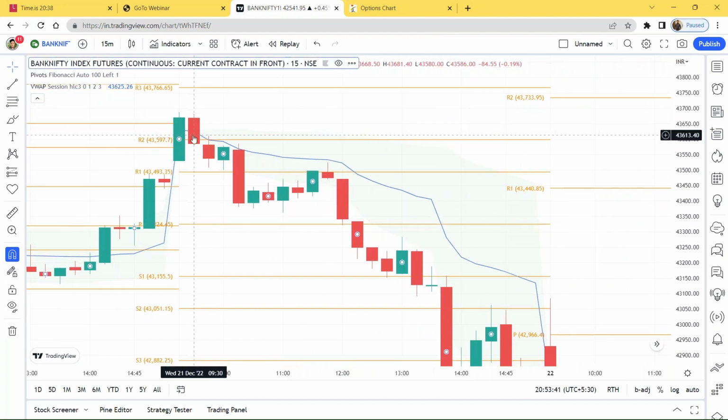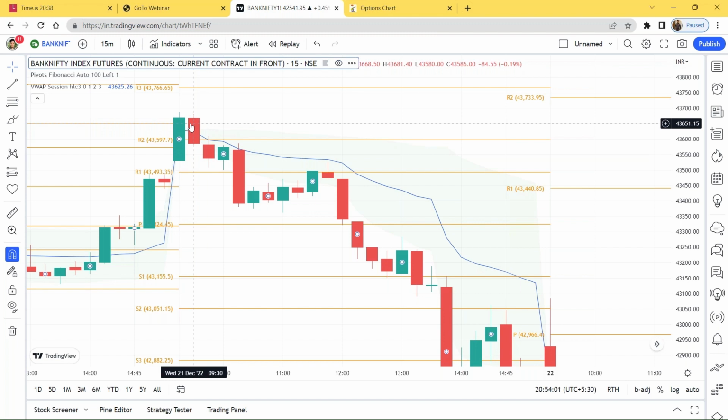Okay. This is 21st of December 2022. Second candle. The low of this candle is 43580. So we will be shorting. We would be placing the sell orders at 43579. Perfect. The high of this candle would be the stop loss.